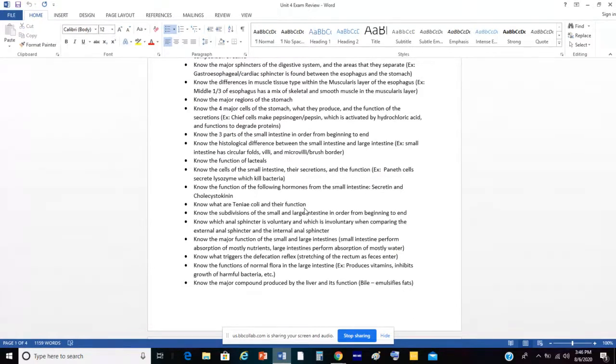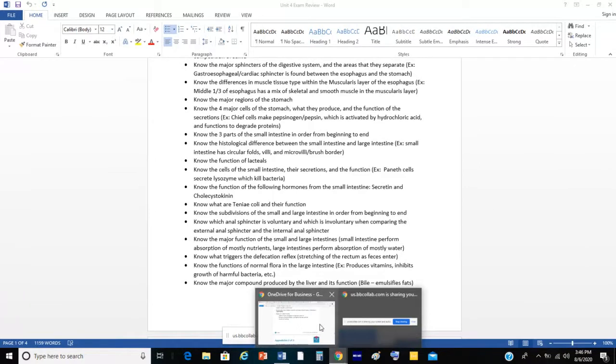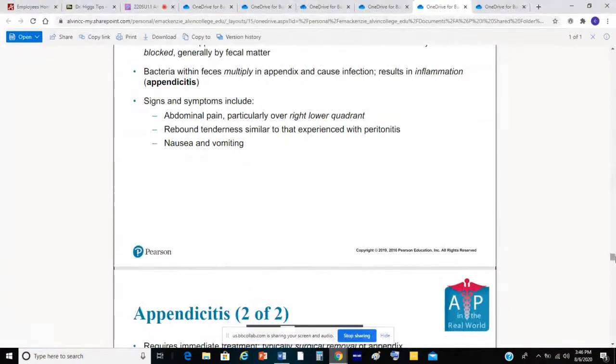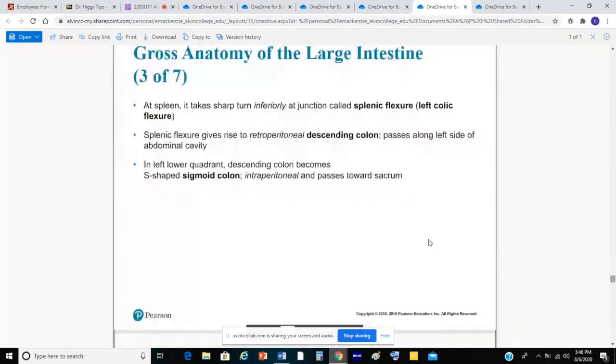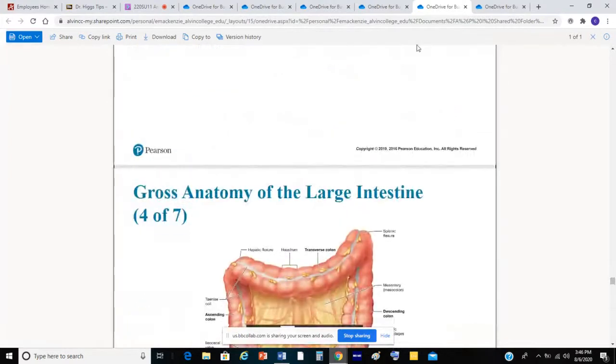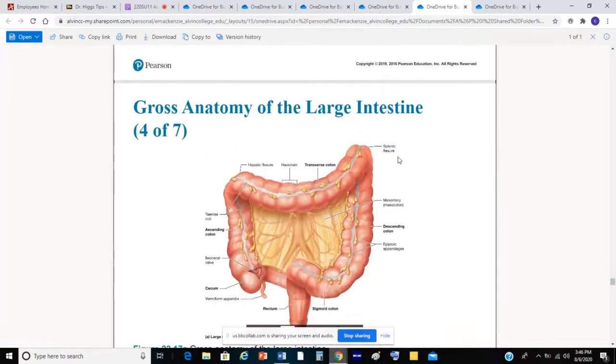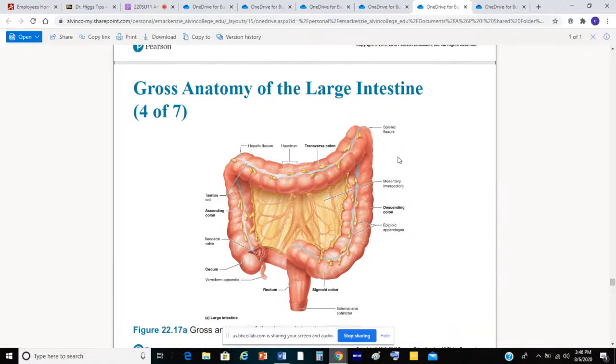One are what we call taenia coli. Taenia coli are little bits of muscle. Let me go show you a picture of large intestines. Here we go. Here's a picture of the large intestines. Remember, it's large, so we break it up.